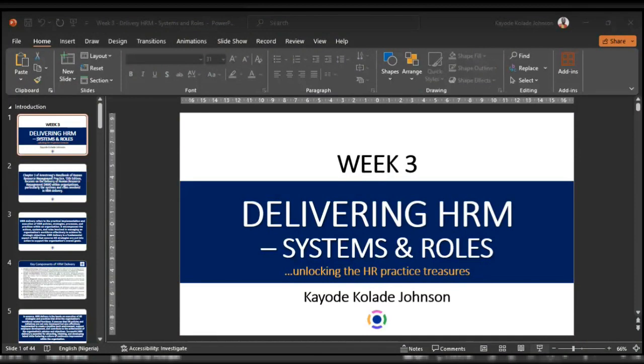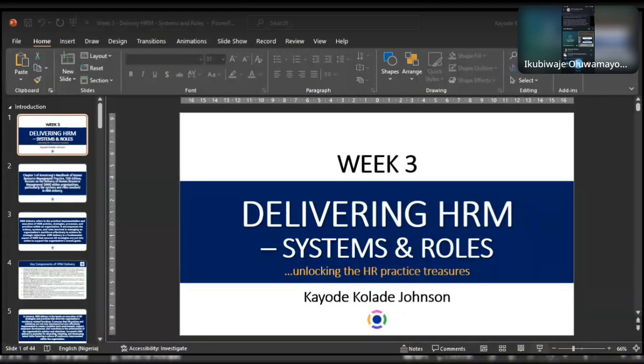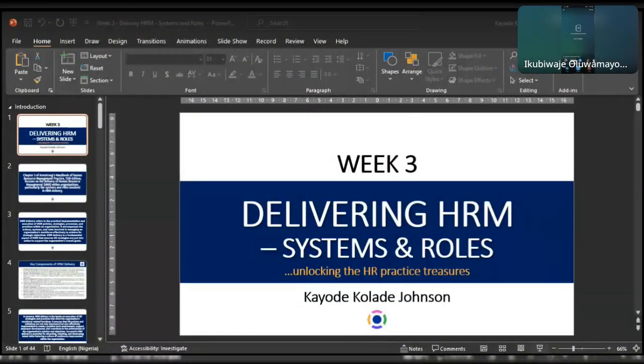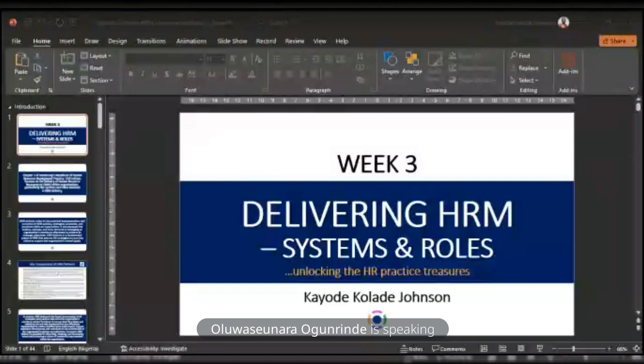So, which is speaking about delivering HRM system and roles. During our group discussion, we discussed that HR is planned through the process of strategic human resource management. And then we said that HRM is basically about how the employees are being employed and managed. Then we also said that HR is delivered through the HR architecture and systems.